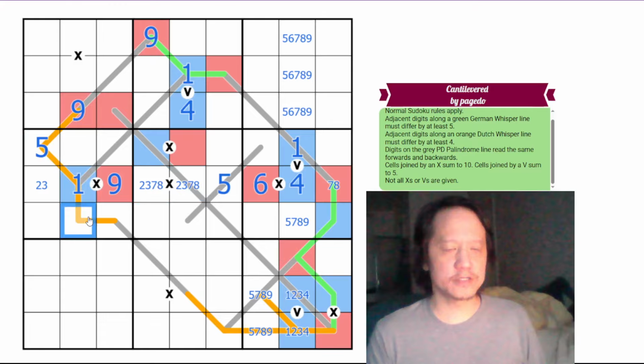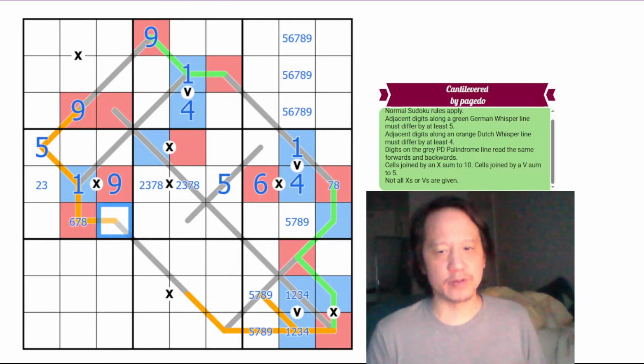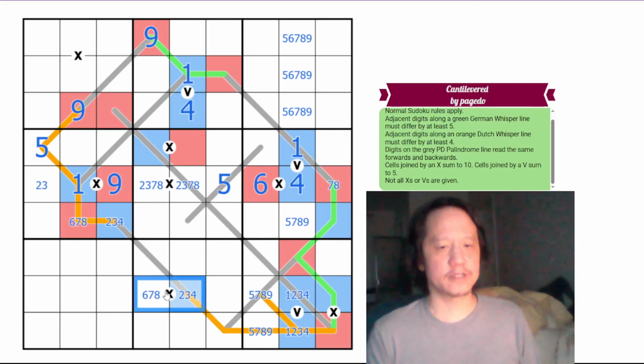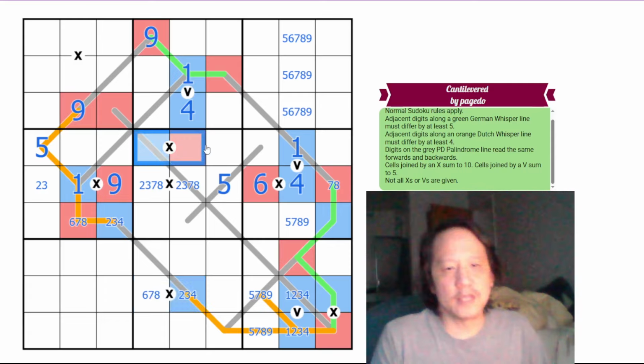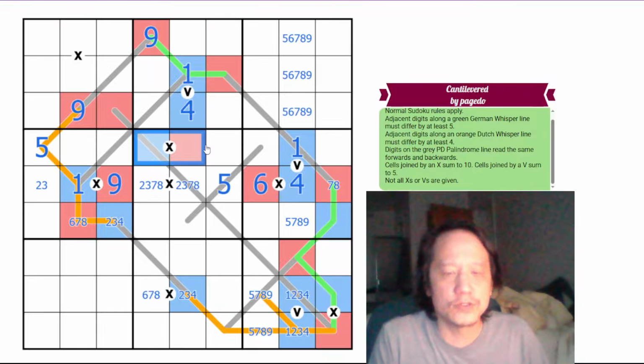This is a high because it cannot be 5 because of the 5 in the box. So this is 6, 7, or 8. That must mean this is a low because you can't have 5 in the box. This is 2, 3, or 4, so this is low. So that's 2, 3, 4. It must be with 6, 7, or 8 to add up to 10. This cannot be 1 and 9 here.